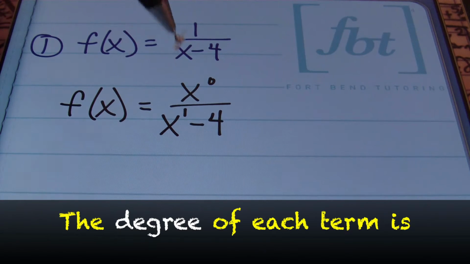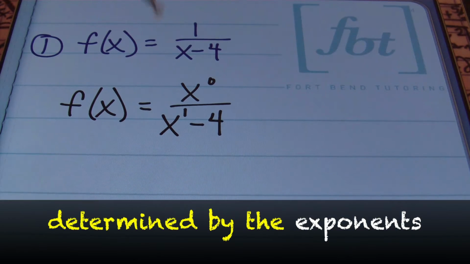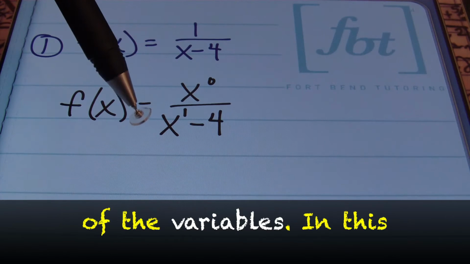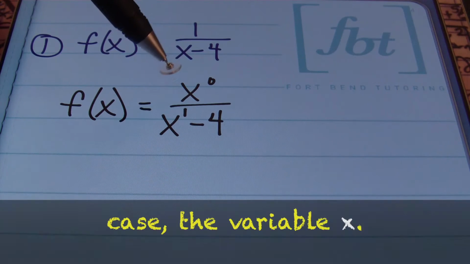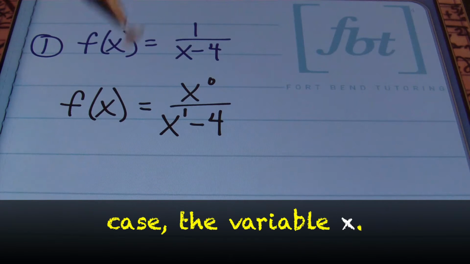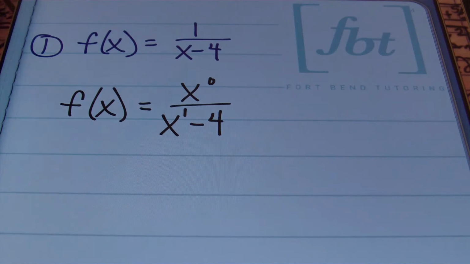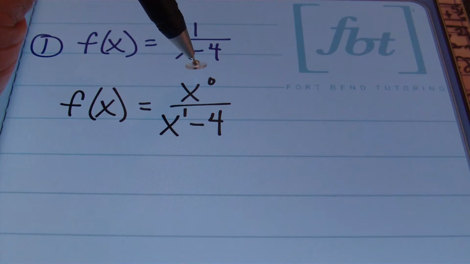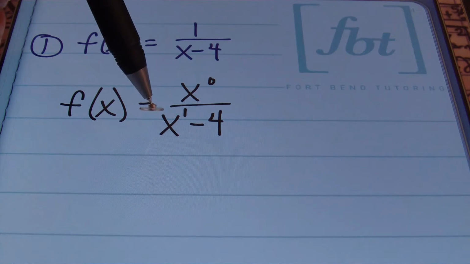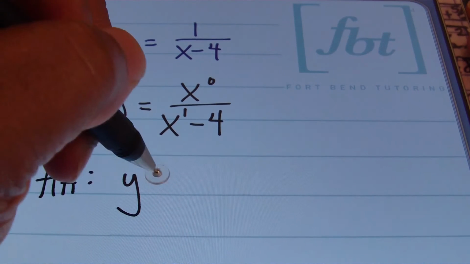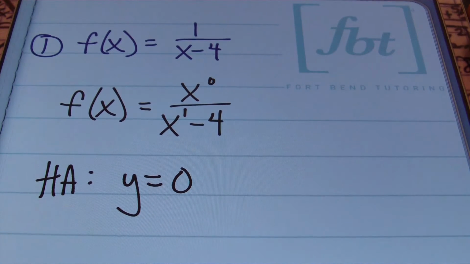Remember, x to the 0 power equals 1 as long as x does not equal 0, and in that case, we're assuming that it doesn't. Your degree in the numerator is less than the degree in the denominator. So we're looking at the degree of the polynomial in the numerator versus the degree of the polynomial in the denominator. In this situation, we clearly see that we have a smaller degree in the numerator versus the denominator. In this case, your horizontal asymptote is going to be the equation y equals 0.